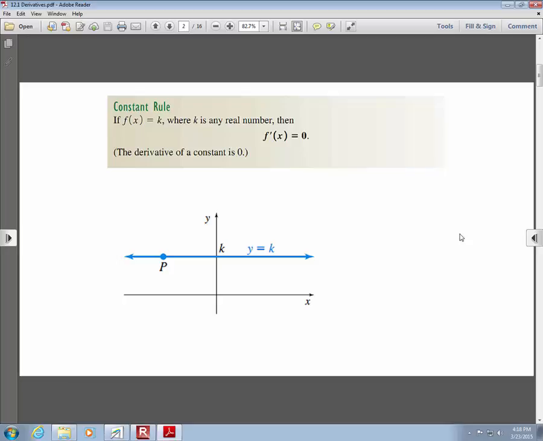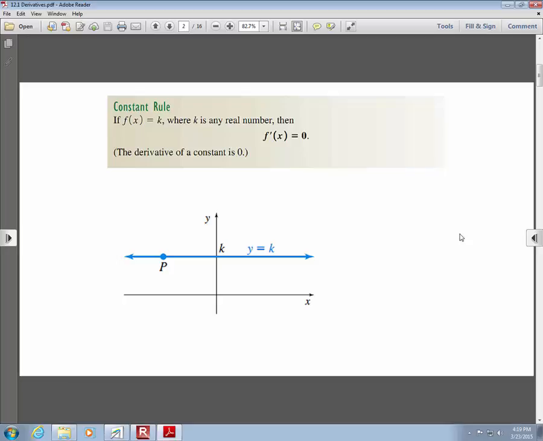Let me just put it to you this way. I can pick any point on this line. What's the slope of a horizontal line? The slope of a horizontal line is 0. So this horizontal line goes through all these points, right? Therefore, if I find a derivative of this whole line, that equation will give me the slope at each point. So the slope at every point here is 0.